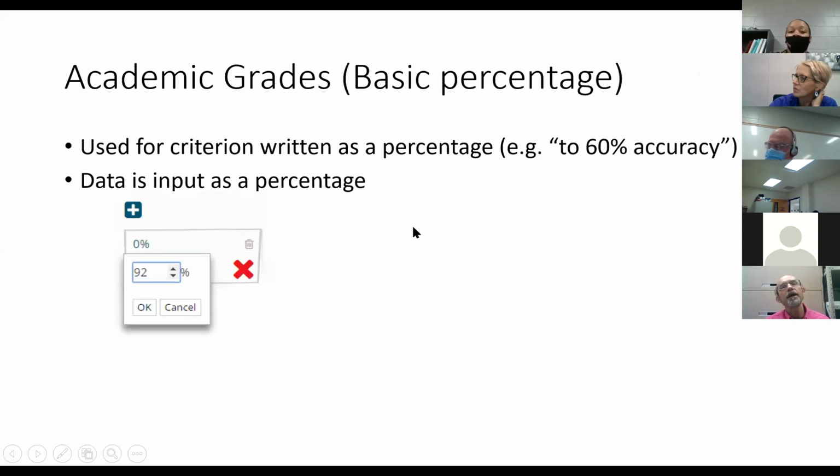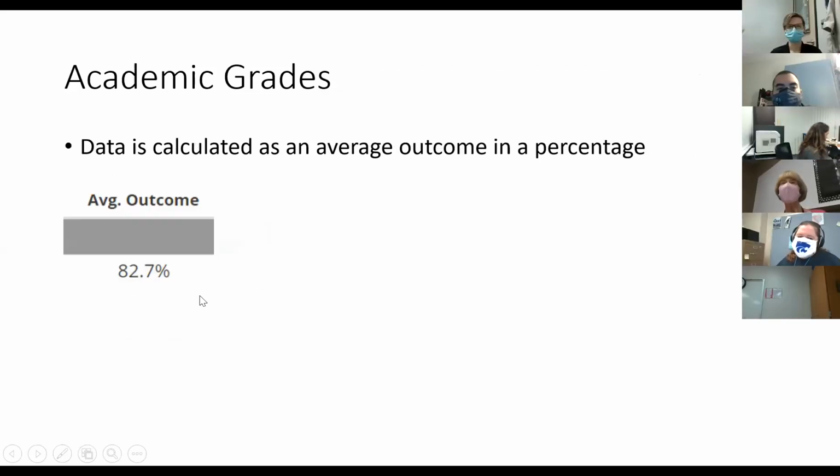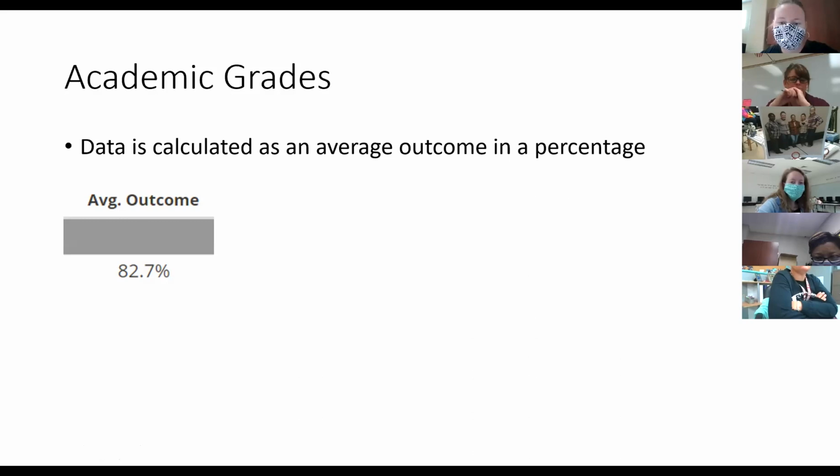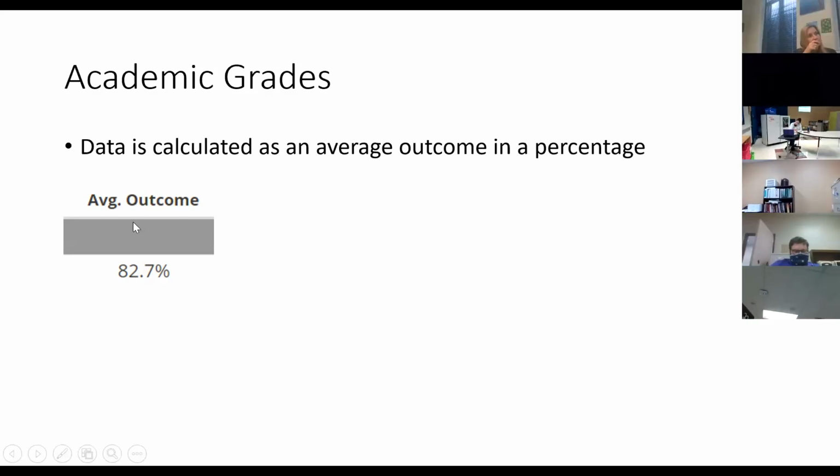So in academic grades, again, it's a basic percentage. If the criterion of a goal is written to 60%, and on paper, every time you take data, you're putting down a number between 0 and 100, this would be the option to choose. It's recorded in Review 360 on the scoring screen. Again, this 92 would be typed in. And then when it reports on a summary report or is sent back to SuccessEd, it just takes all of the entries over a given date range and gives a return as an average outcome.